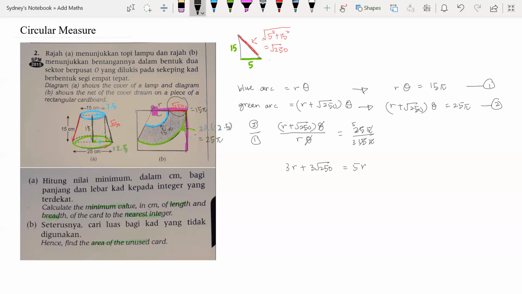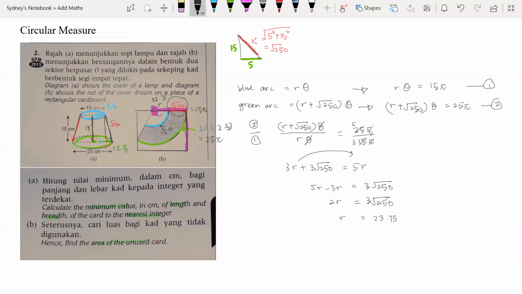So we can find R first. So this one bring over. Therefore, 5R minus 3R equals to 3 square root of 250. So 2R equals to 3 square root of 250. Therefore, we found the R. The R will be 3 times square root of 250 and then divided by 2. Use the calculator, we have 23.75. So over here, we have 23.75.